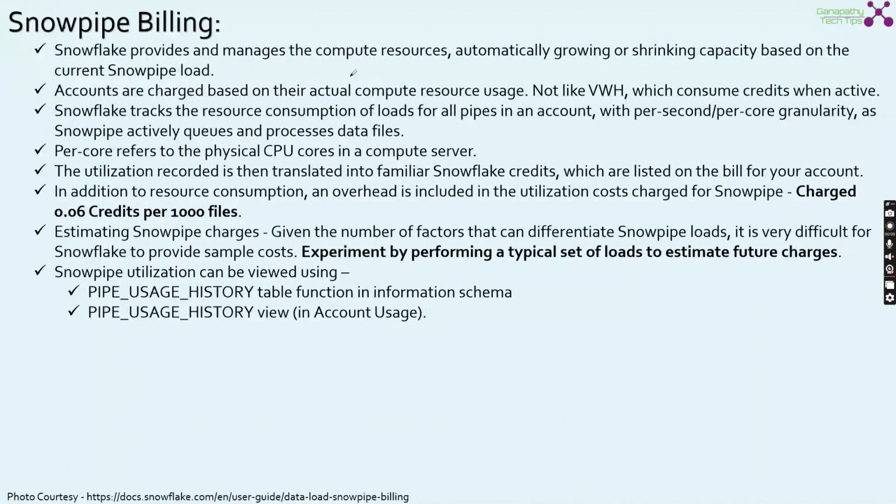Now we are going to discuss the Snowpipe billing, how Snowflake is going to bill us for Snowpipe. Snowflake provides and manages the compute resources, automatically growing or shrinking capacity based on the current Snowpipe load. So what is the meaning of this statement? Snowflake manages everything for you. No need to do anything specific for Snowpipe.